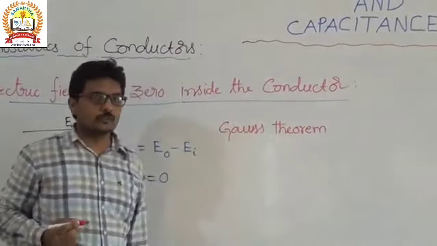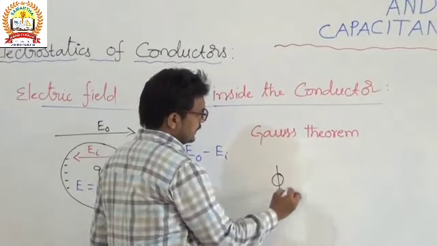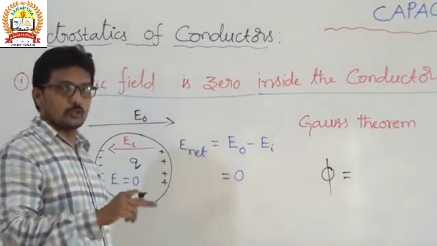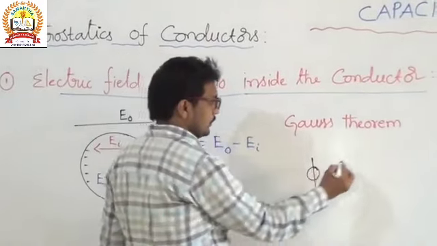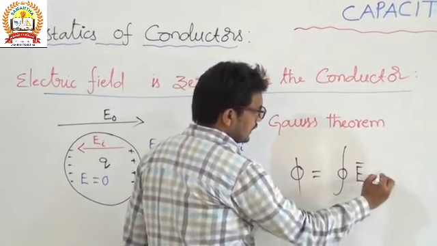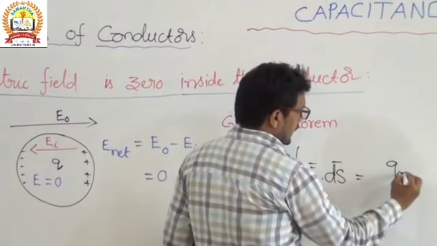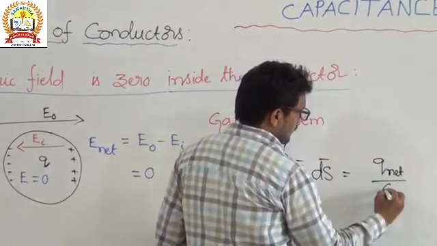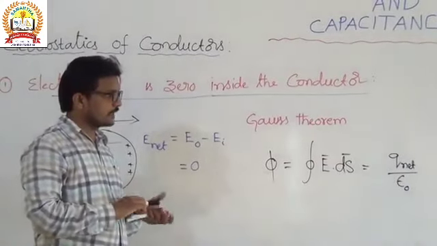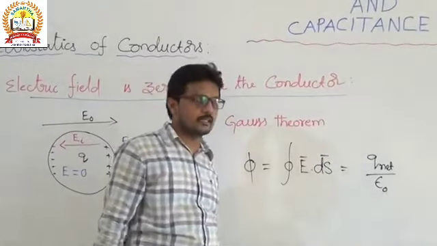From Gauss theorem, we know that the electric flux through the closed surface is equal to the integral of electric field E dot dS, which equals the net charge enclosed divided by epsilon naught. The statement is: the electric flux enclosed by the surface is equal to 1 by epsilon naught times the net charge.